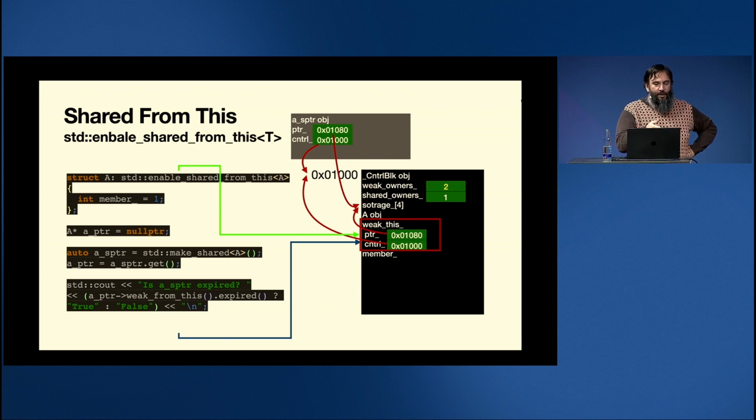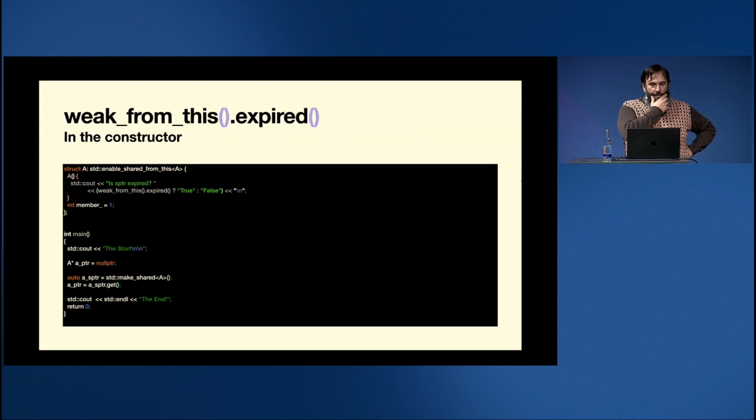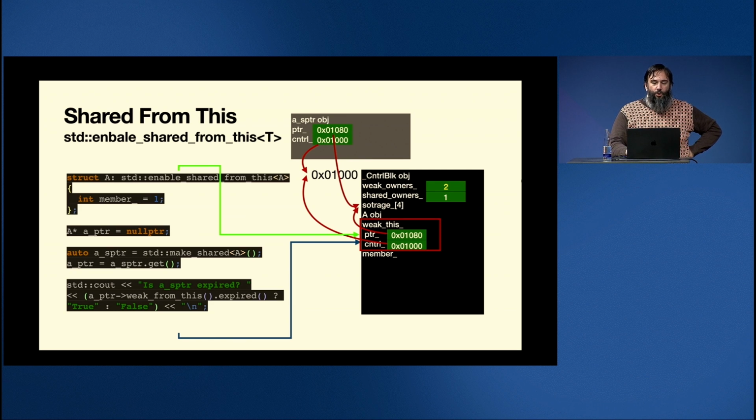This expired method is checking if the weak pointer still points to a live object. The expired method checks if the use count on the control block is 0 or not. If it's 0, then it's expired. If it's bigger than 0, then it's not expired. Now, the question is how this weak from this inside your object, which is provided by the shared from this, is getting initialized.